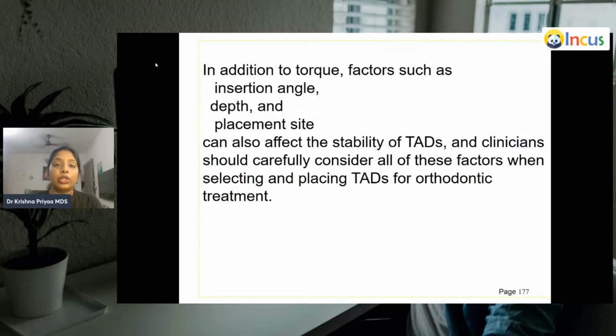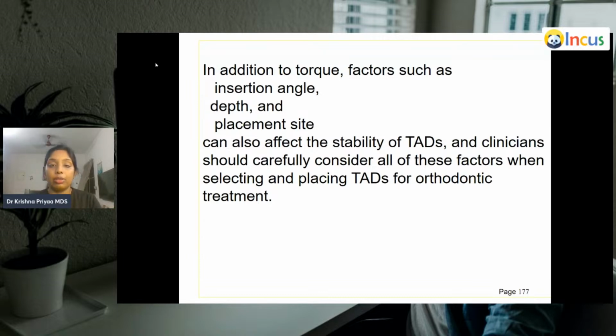In addition to torque, there are many factors like insertion angle, depth, and placement site. You remember yesterday we were discussing what the threads are, what is called the pitch and helix angle, and what is the optimum diameter used for a TAD. In addition to that, you should know about self-drilling and self-tapping mechanism insertion techniques, and also more about the material involved in the making of TADs, and how it relates to torque, insertion angle, and depth.